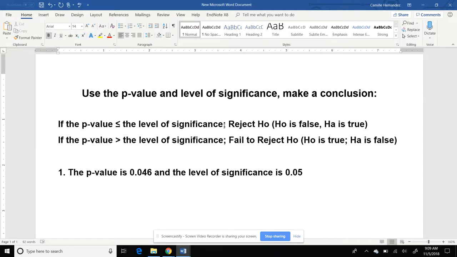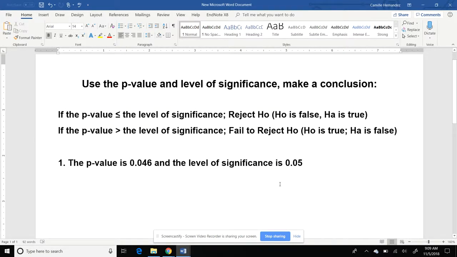So if it's less than or equal to the level of significance, you reject your null, which means the null is false and the alternative is true. If the p-value is greater than the level of significance, you fail to reject the null, which means the null is true and the alternative is false, okay? So again, that's how you're going to make your rules, and it might help when you write your hypotheses that you put true and false based on your p-value and your level of significance, the outcome from there. So let's do some examples, okay?